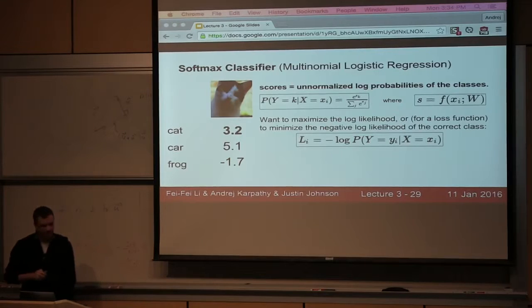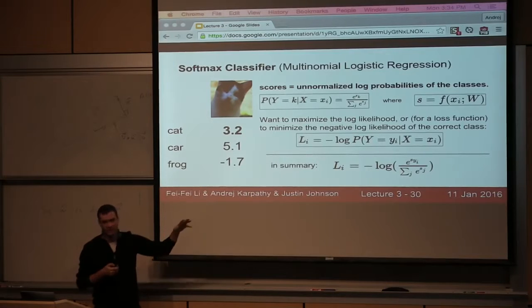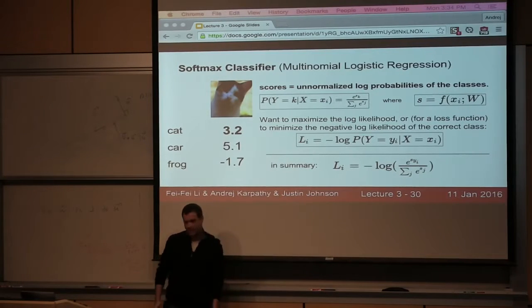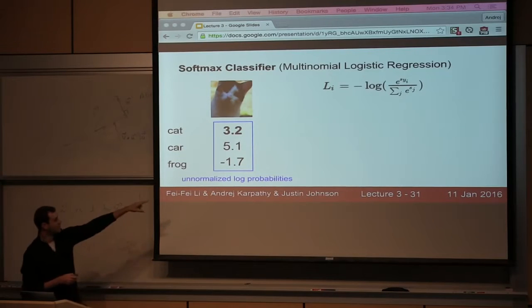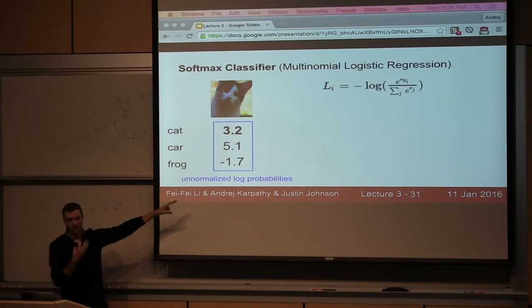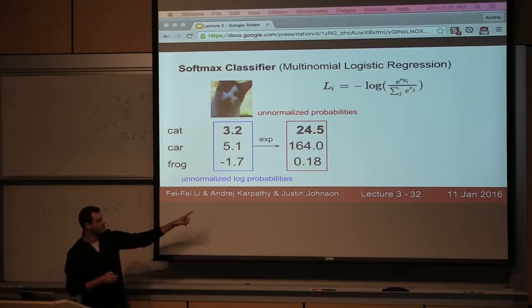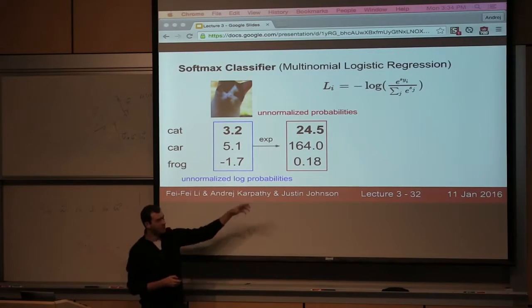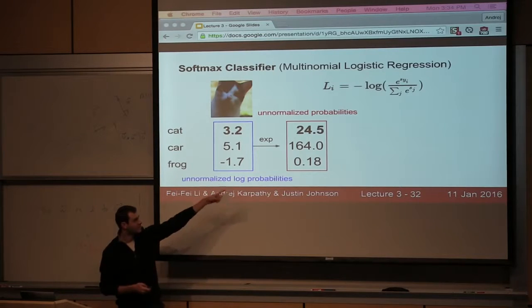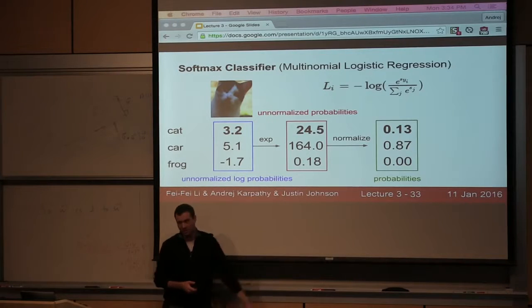Let's look at a specific example to make this more clear. Here I've subbed in that expression, so that the loss is the negative log of that expression. Let's look at how it works, and I think it will give you a better intuition of exactly what it's computing. Suppose we have these scores that came out from our neural network or from our linear classifier, and these are the unnormalized log probabilities. As I mentioned, we exponentiate them first, because under this interpretation that gives us the unnormalized probabilities. Probabilities always sum to 1, so we add up these values and divide to actually get probabilities out.